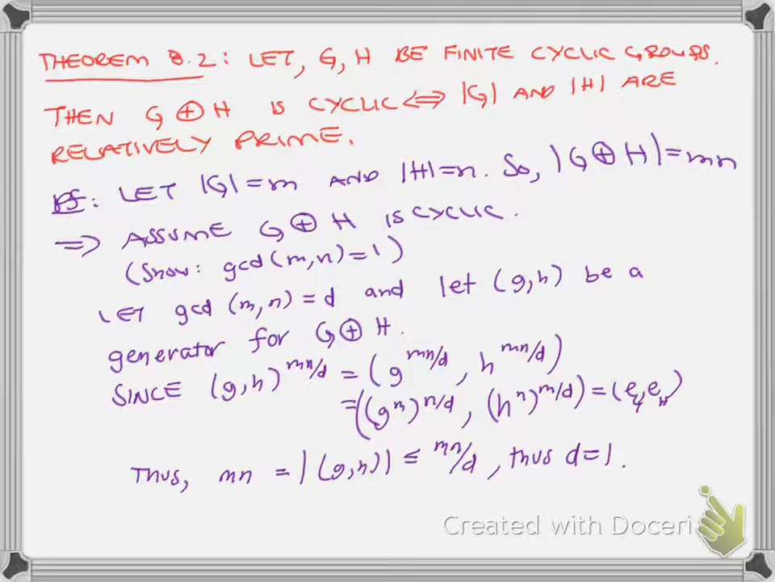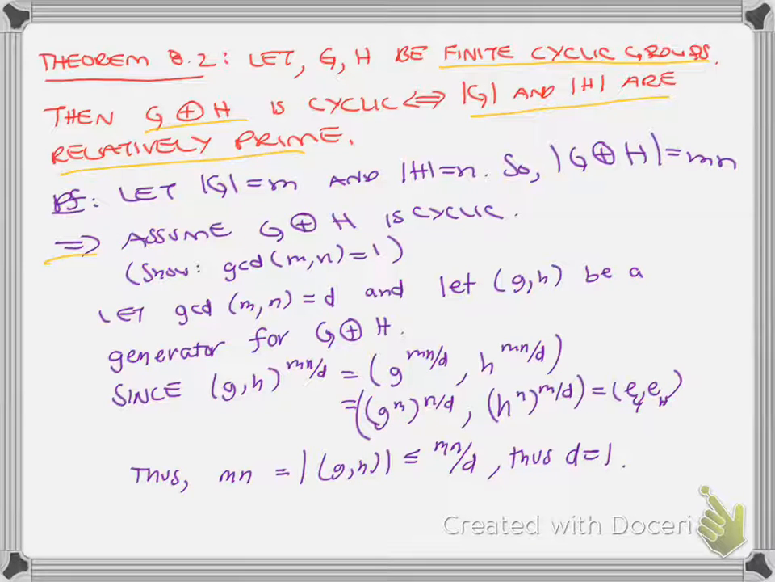can go over it. Okay, so theorem 8.2 tells us that let G and H be finite cyclic groups, then G cross H is cyclic if and only if the order of G and the order of H are relatively prime. Okay, and so we're going to prove this. This is a biconditional proof, so we have to prove it both ways. And so we're going to prove it the direct way first.